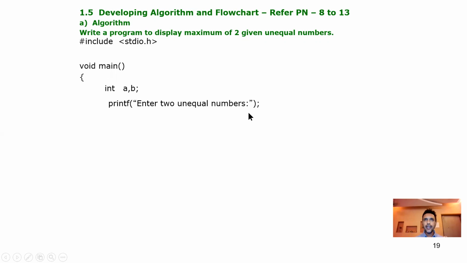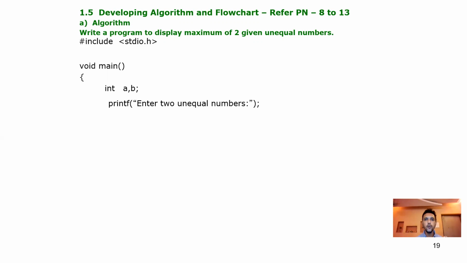Now, when you go to the ATM machine, the ATM machine tells you enter your PIN. Now, when it says enter your PIN, what do you do? What you do is on the keyboard, you press the keys of your PIN. So the same thing the user will do over here. The user will type two unequal numbers.